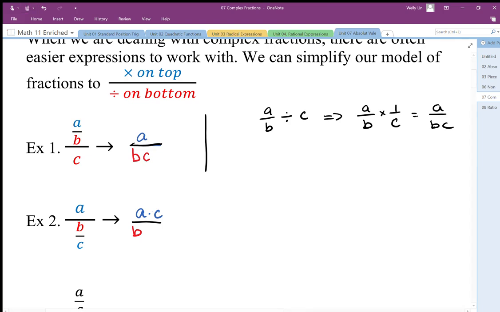And again, we can just check by using some longer strategy. A divided by the fraction B over C, we can change that into A times the reciprocal C over B, and we can see that the C is times on top, the B is the divide on the bottom, which is the same as what we got here.